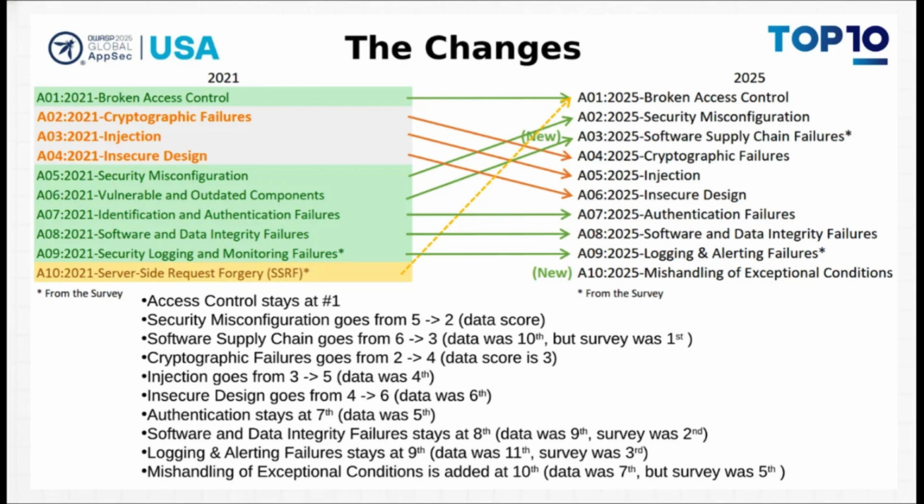We've got 2 huge new categories. Software supply chain failures, which is a much broader take than the old vulnerable components because it covers the entire delivery pipeline. And mishandling of exceptional conditions, which is totally new. Oh, and server-side request forgery, or SSRF, that's been rolled into broken access control because really, that's what it is, a specific type of that failure. Makes a lot of sense.